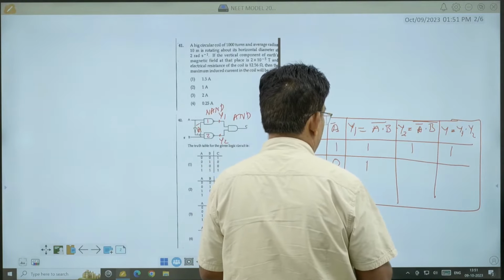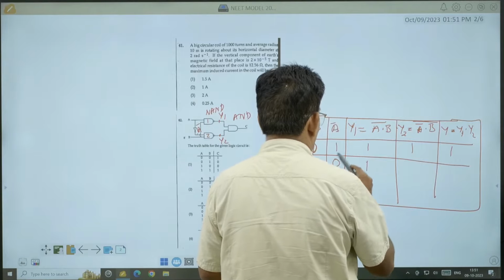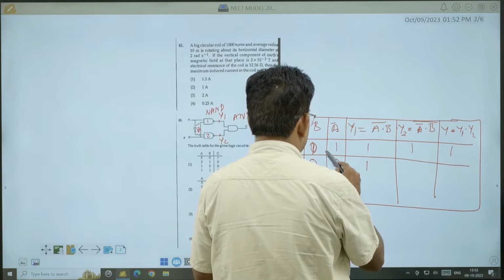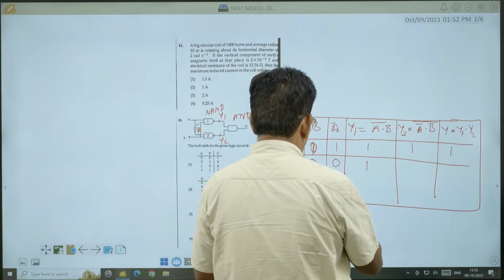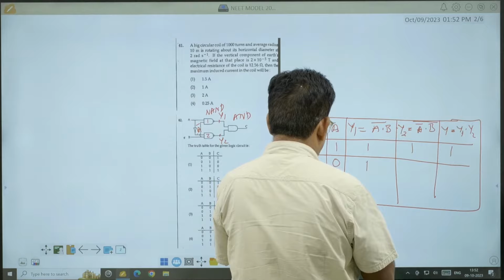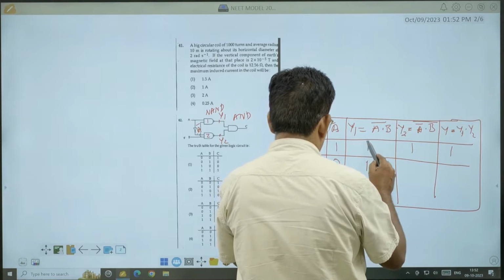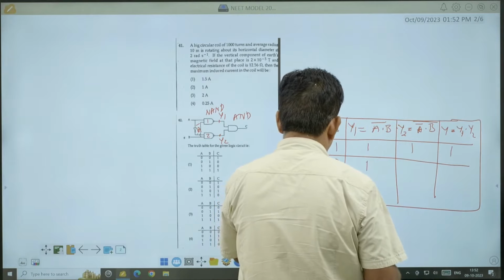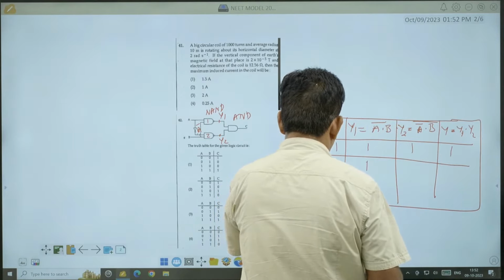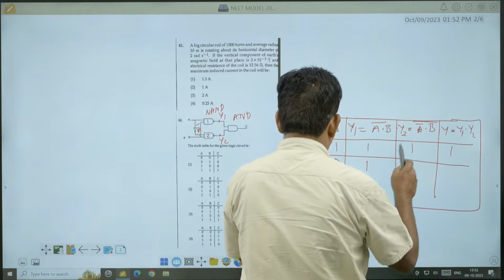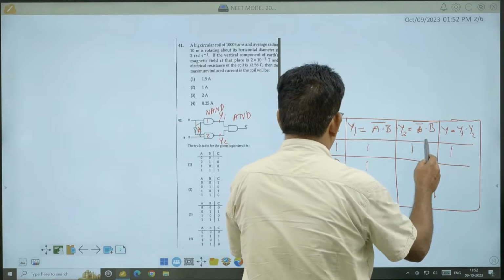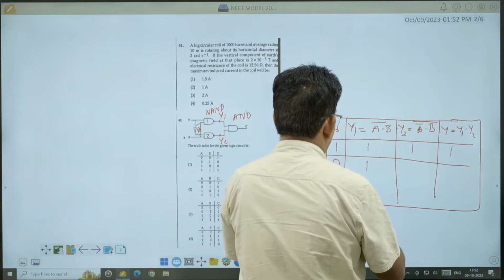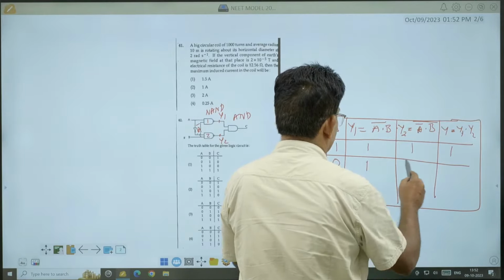Y2 will be, so A is 1, B is 0. So A and B will be 0, bar will be 1. Next, A bar is 0, B is 0, A bar and B will be 0, this will be 1.